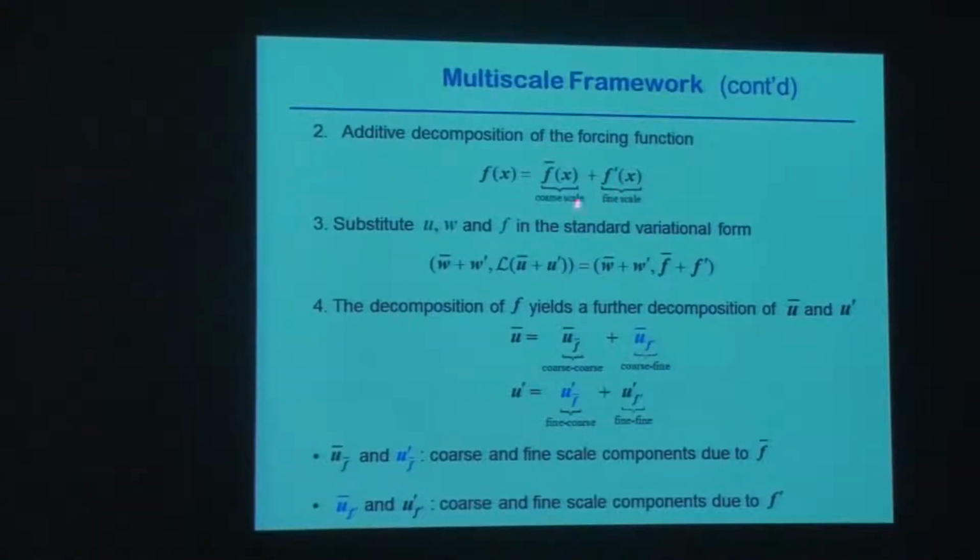This coarse scale forcing function is what we will use for the deformation or modeling of the defect-free nanotube, and f prime is the forcing function that we will use locally around the defect. The question is how we will develop f prime, and I will talk about it later. So at this point, we assume an additive decomposition, and we substitute all of these back in the standard Galerkin form or standard weak form, and we get this system which is fully coupled in terms of scales.